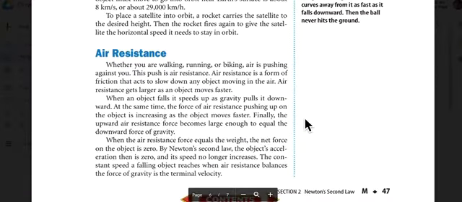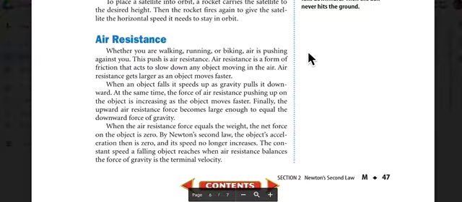Air resistance. Whether you are walking, running, or biking, air is pushing against you. This push is air resistance. Air resistance is a form of friction that acts to slow down any object moving in the air. Air resistance gets larger as an object moves faster.